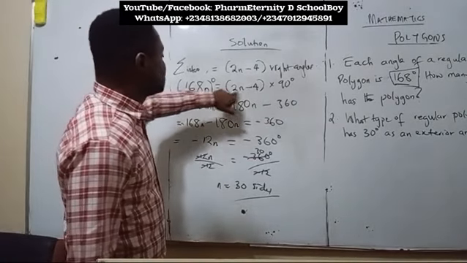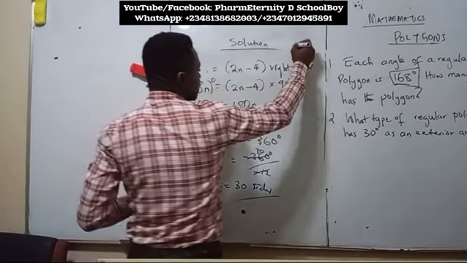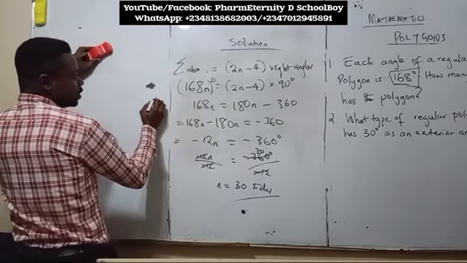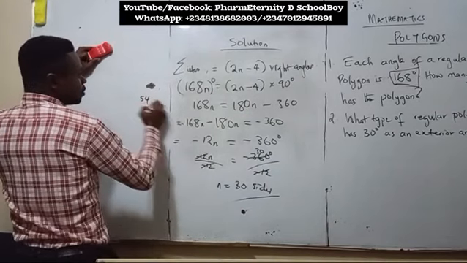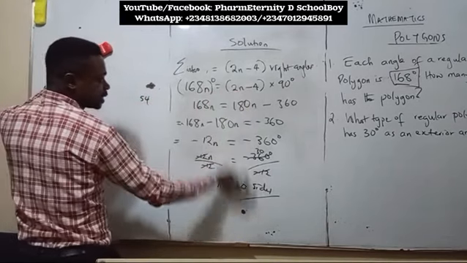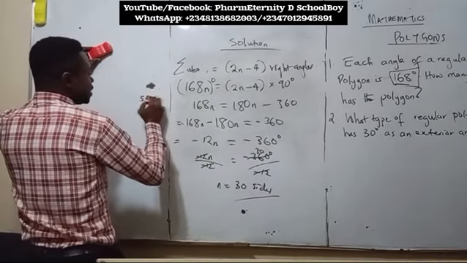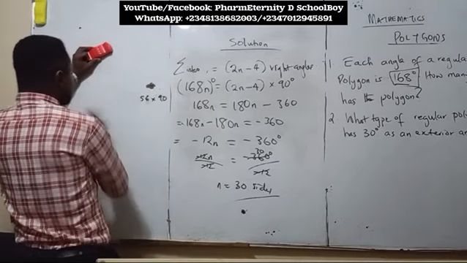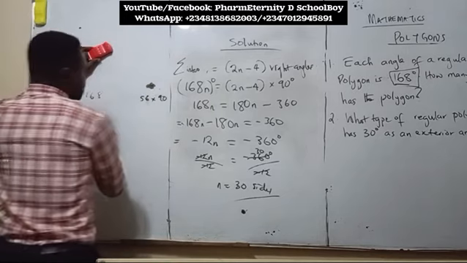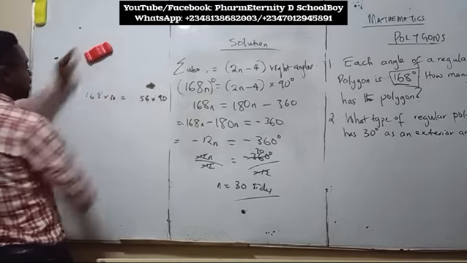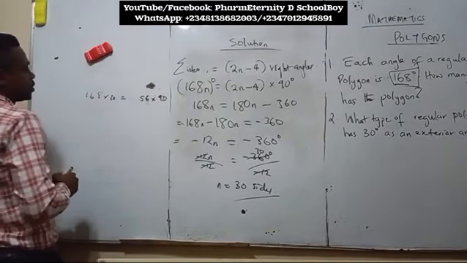30 times 2 is 60, 60 minus 4 is 56, times 90. Here is 168 times N, which is 30. Are they the same thing? Are they equal?